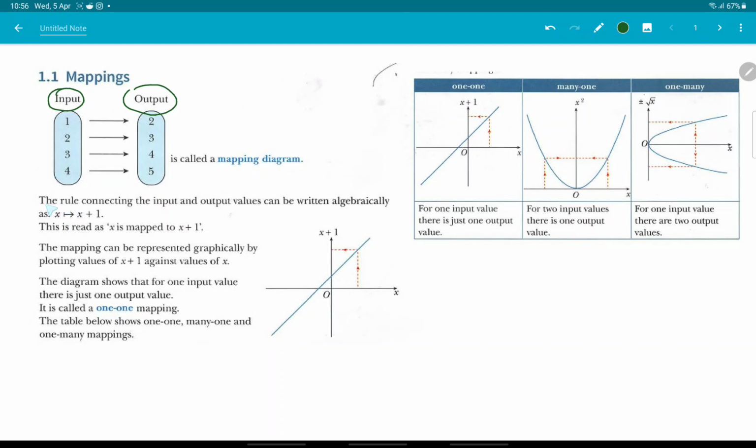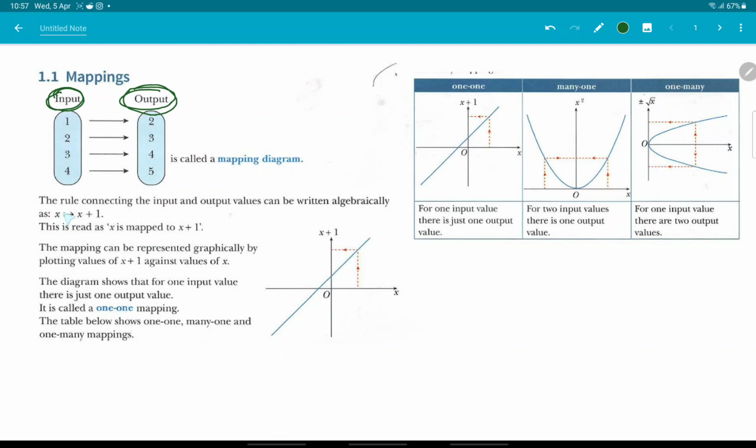In this text we have a definition of the mapping. The mapping is the rule connecting the input and output values. It can be written algebraically like that. So for mapping we should have the input values and also the output values. Sometimes we can write it algebraically like this, and we read it as x is mapped to x plus 1.